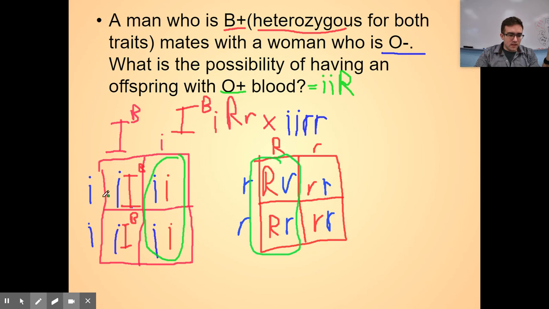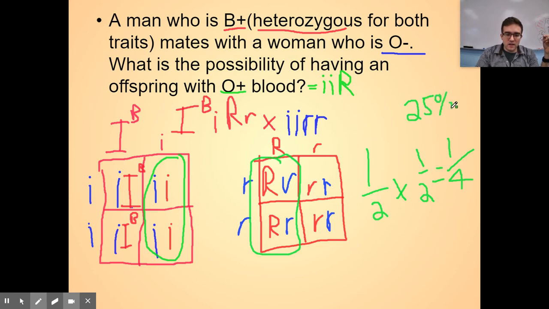Well, we can write this as 1/2. So there's a 1/2 chance that the kid will be born with O blood. And then there's a 1/2 chance that the kid will be born with Rh positive blood. So we can write that as a fraction, 1/2, and then we just multiply the fractions together. 1/2 times 1/2 is going to be 1/4. So the possibility is 1/4 or 25% that this couple will have a kid with O positive blood. There you go. Pretty straightforward.